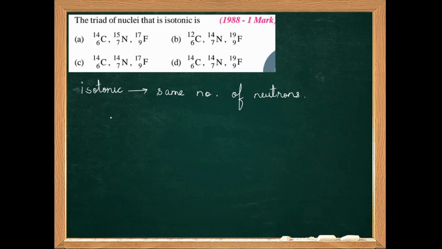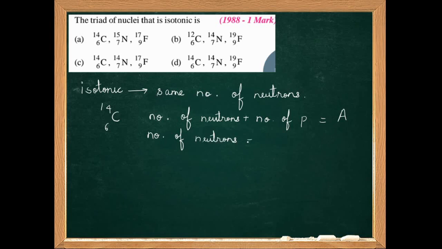Okay. So we just have to check the number of neutrons. Let's say in the first option we have carbon, nitrogen and fluorine. Here 14 is the atomic mass number and 6 is the atomic number. If I have to find the number of neutrons, what is the relation that we did in the previous question? Number of neutrons plus number of protons is equal to atomic mass number, which is A. So if I just have to find out the number of neutrons, this will be mass number A minus number of protons.